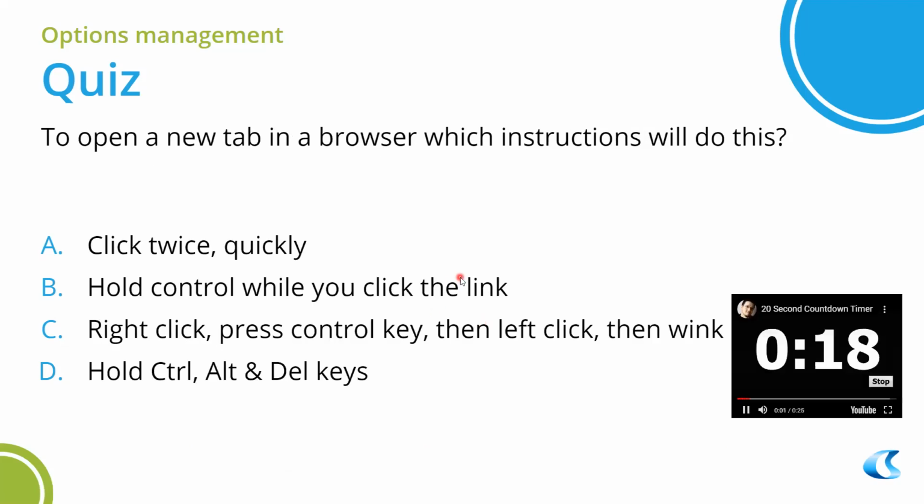Okay, to open a new tab in a browser, which instructions will do this? Should we click twice quickly? Should we hold the control down while you click the link? Should we right click, press control key, then left click, then wink? Or should we hold control, alt, and delete? Hold control while you click the link. Yeah, hold that. It's hold control, the control key, while you click the link. Yep.